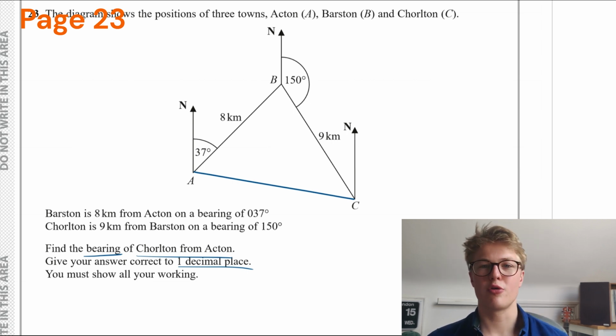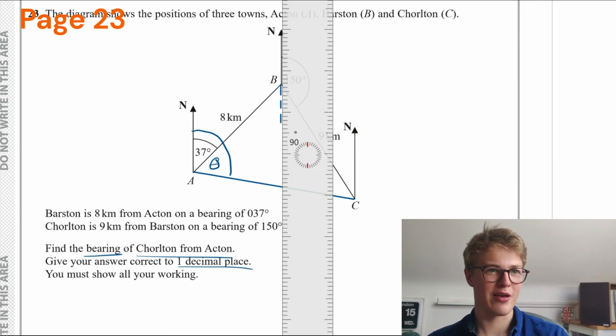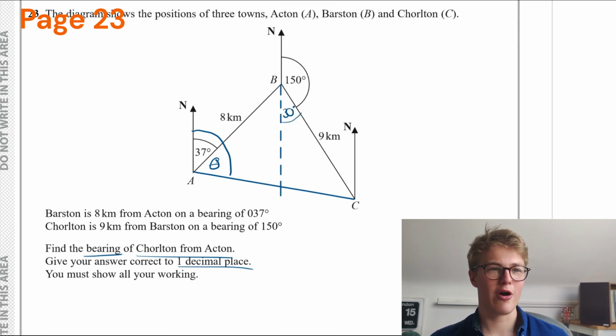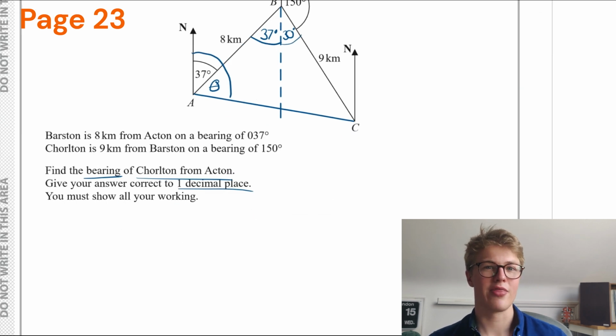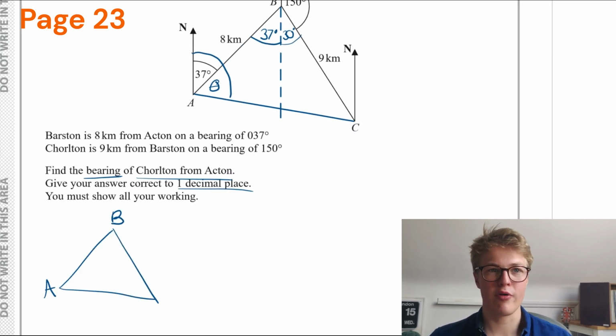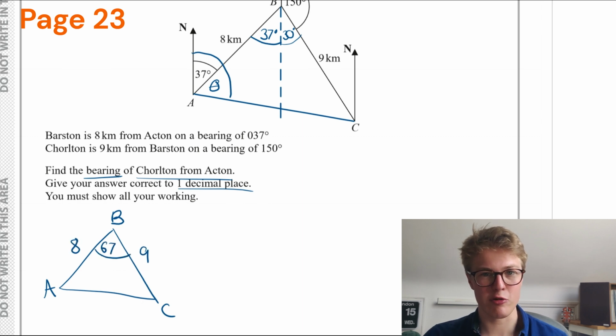So the first thing we do is we draw a line between A and C, because this is our distance from Chawton to Acton. Then, drawing a vertical line from B downwards, we can see that the angle that makes up the straight line of B, going from north to south, is just 30 degrees missing there. Then we know that the 37 degrees is going to be that other angle because we can use alternate angles to find that. So that means our total angle for ABC is going to be 67 degrees.